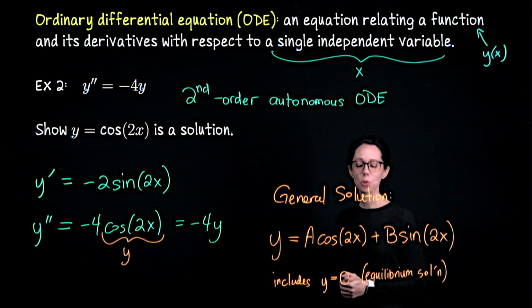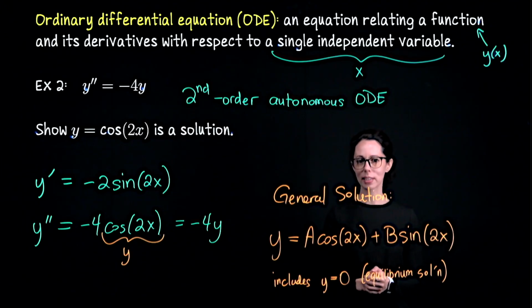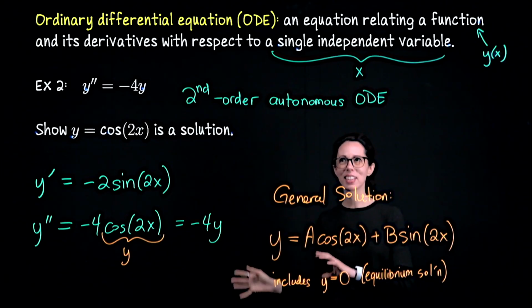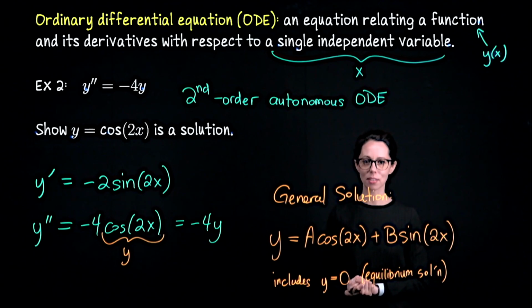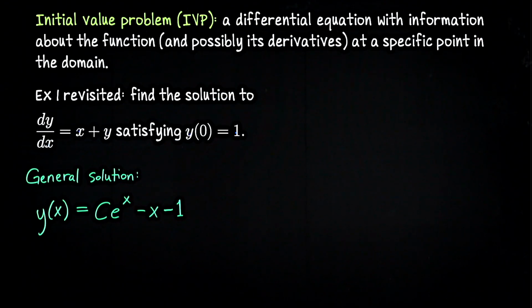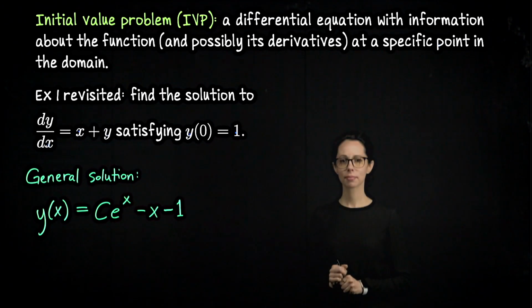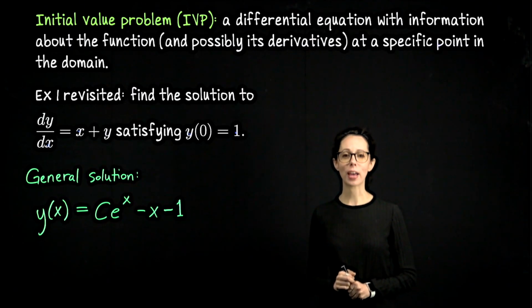So let's move on now to talking about initial value problems. For the next two examples, we are actually going to revisit what we just looked at, example 1, and also this one. So to the examples that we've seen so far, I'm going to add what are called initial conditions. Now let's look at the fifth item on our vocabulary list, the initial value problem.